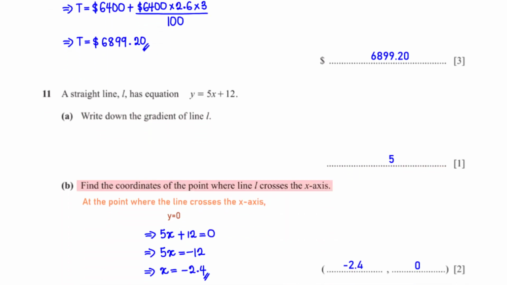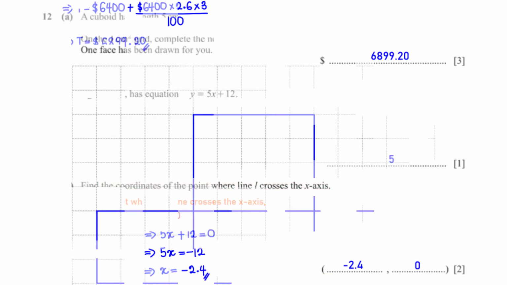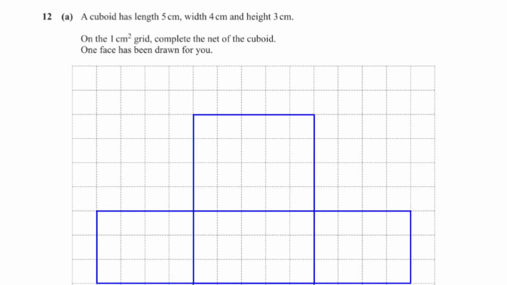Find the coordinates of the point where line L crosses the x-axis. At the point where the line crosses the x-axis, its y-coordinate is 0. So to find the x-coordinate at this point, we plug in y equals 0 into the equation of the line. This gives us 5x plus 12 equals 0. When we subtract 12 from both sides, we have 5x equals -12, and when we divide both sides by 5, we get x equals -2.4, so we have -2.40.